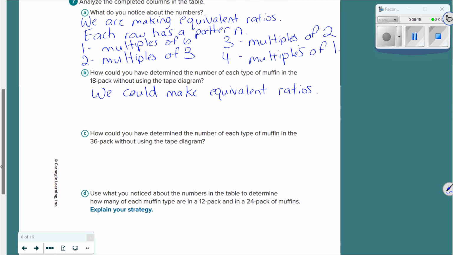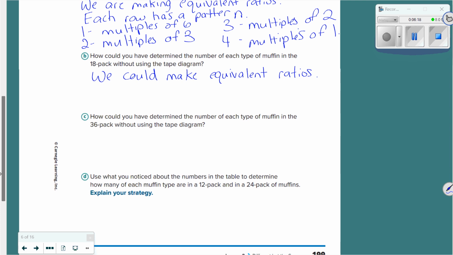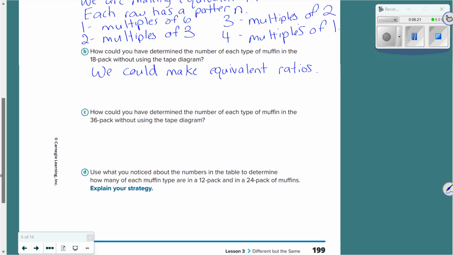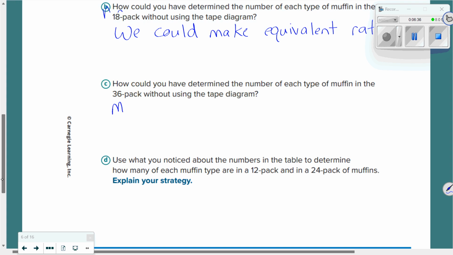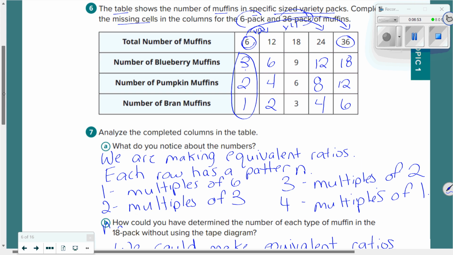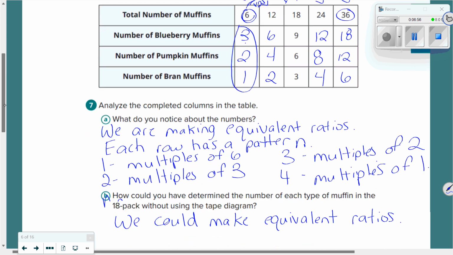How could you have determined the number of each type of muffin in the 36-pack without using a tape diagram? Equivalent ratios. Use what you notice about the numbers in the table to determine how many of each type of muffin are in a 12-pack and a 24-pack. We have already done that. Okay, let's look at the next page.